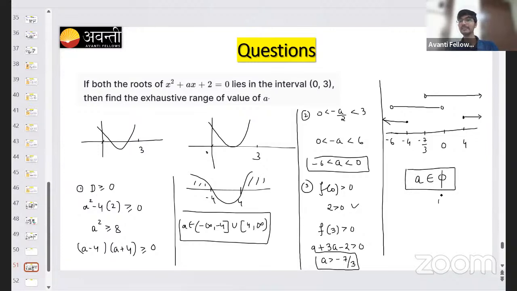That means A belongs to null set. Intersection ही नहीं हो रहा है. अगर intersection नहीं हो रहा है तो A belongs to null set. Got it? A belongs to null set.